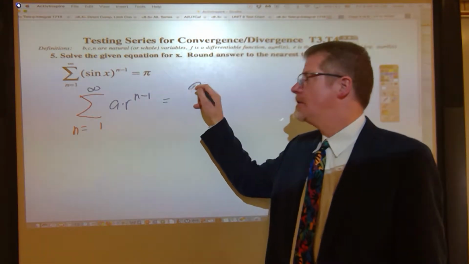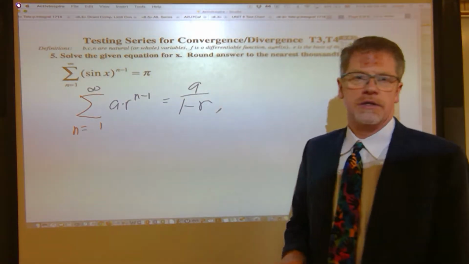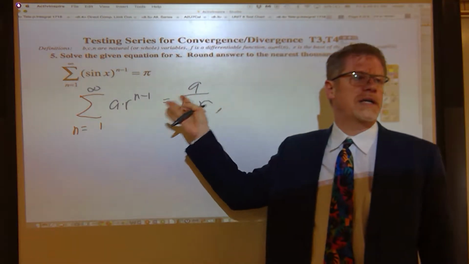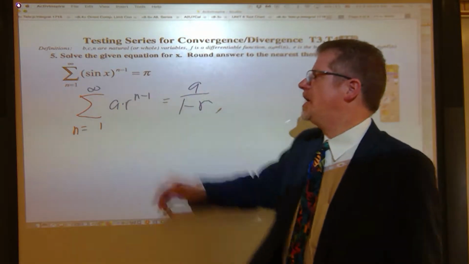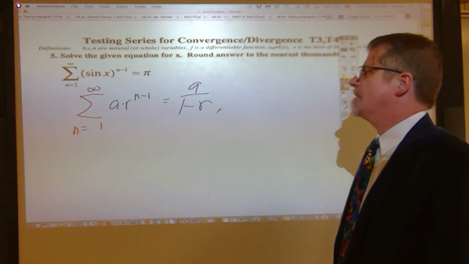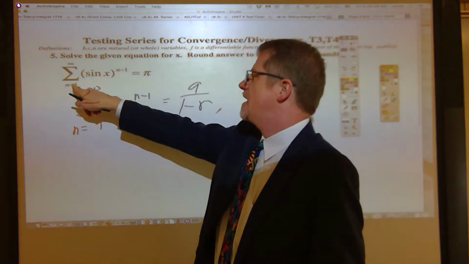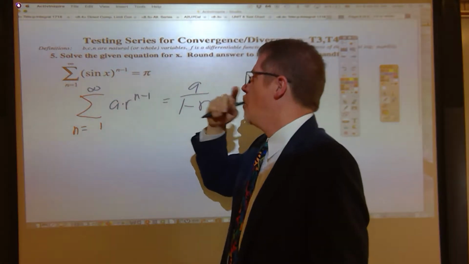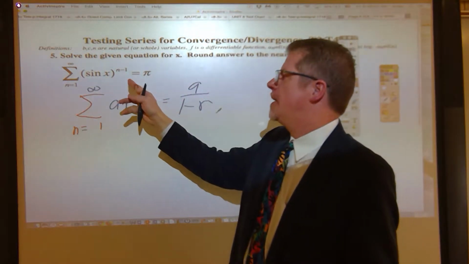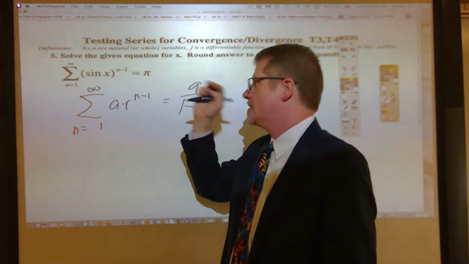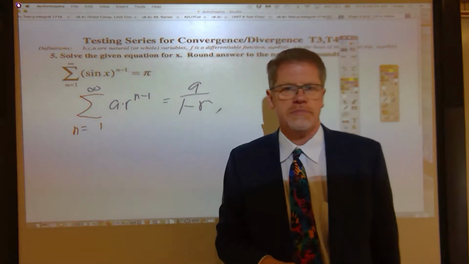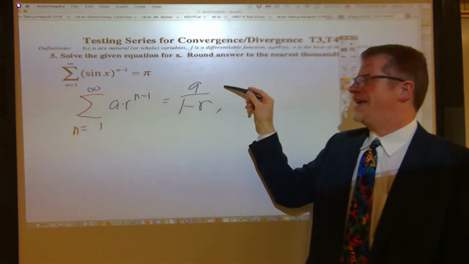Jessica, you want to give it a go? A over 1 minus r. First term over 1 minus the common ratio, and that's what we have going on here. Notice the match between n equals 1 and n minus 1. So what is the first term of this infinite series whose value is pi? What is the value of a in this particular case?